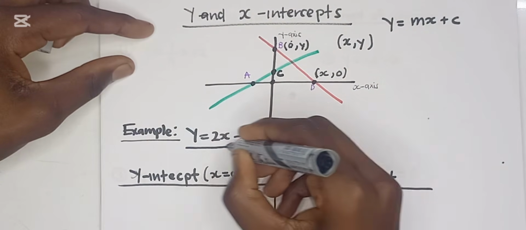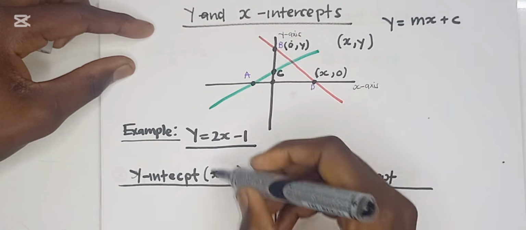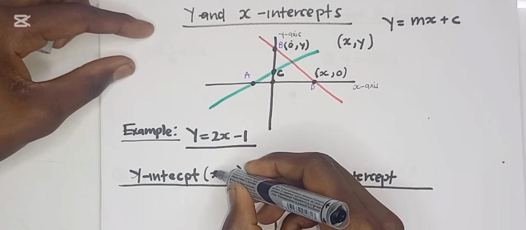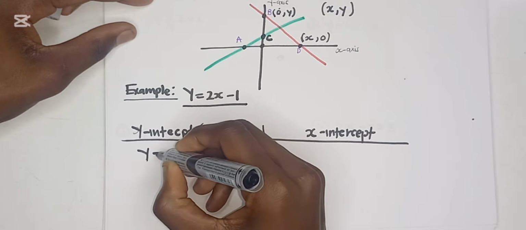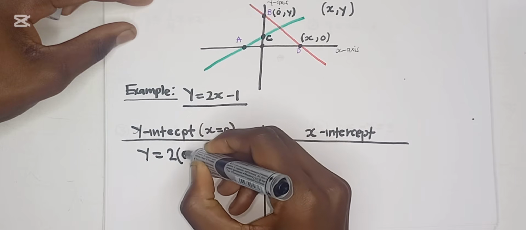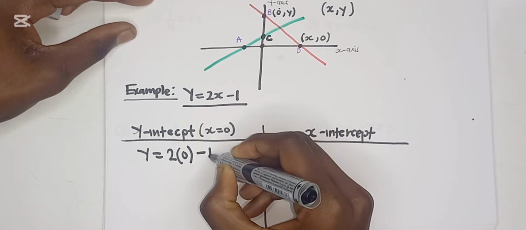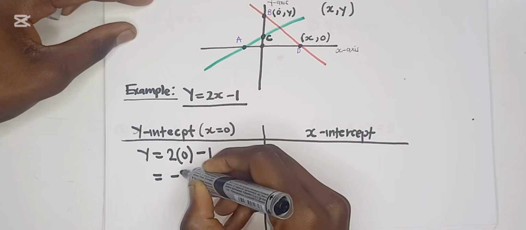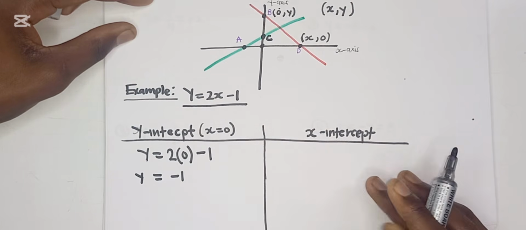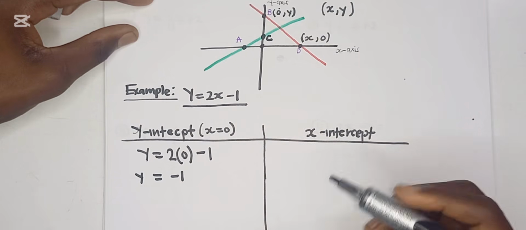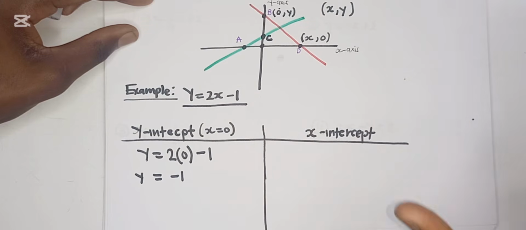So our equation is this one. To find the y-intercept, we put 0 for the value of x. So y equals 2 times 0 minus 1, and our answer is negative 1. Our y is equal to negative 1. But this does not say anything yet. What they need is the coordinate.